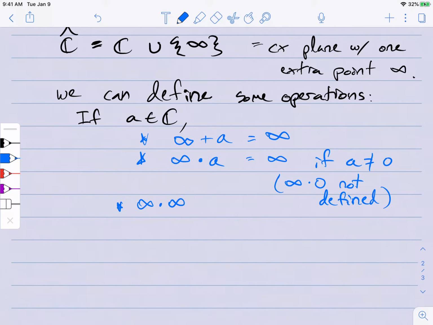Similarly, infinity times infinity makes sense. That's also going to be infinity. If I have a complex number a and I divide by infinity, you can guess what we should get. This has sort of infinitely large size. This has finite size, so the ratio should be size 0. But again, this is only if a is non-zero. So 0 divided by infinity.